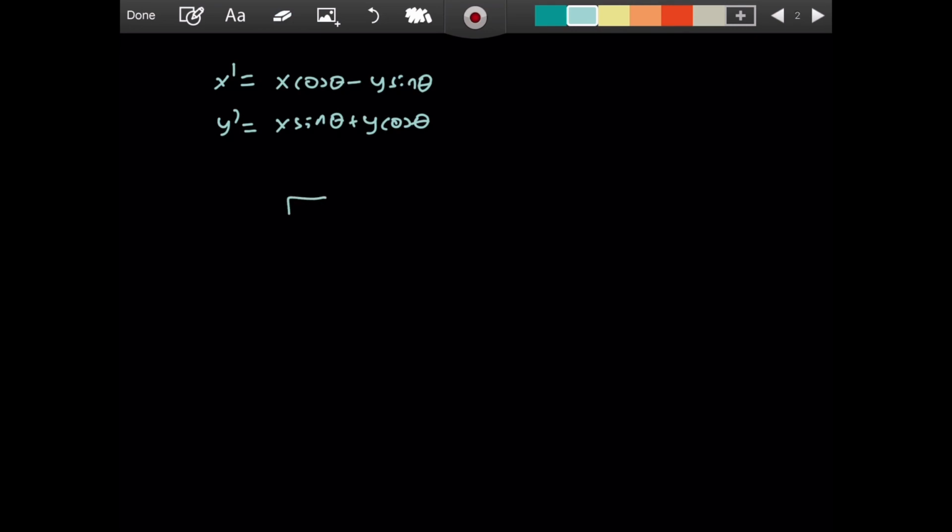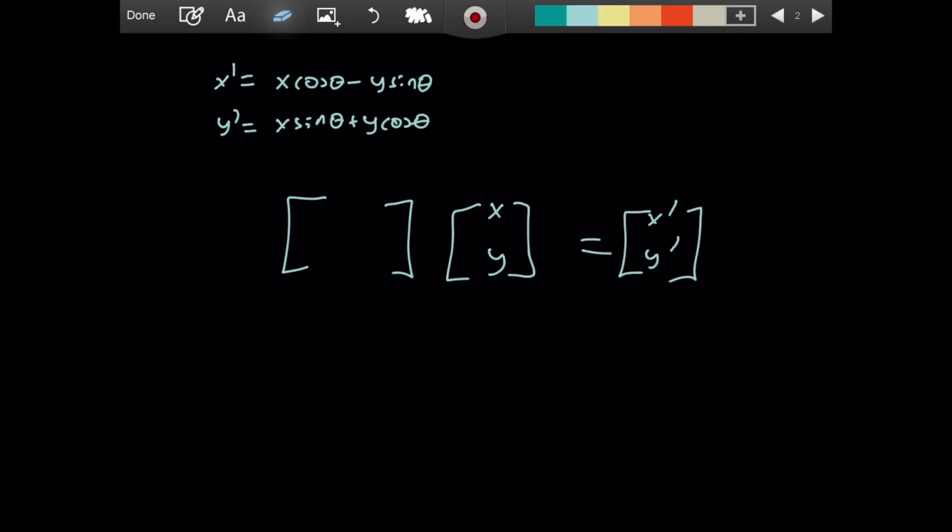Well, we had the matrix. This is 2 by 2. We have x and y. This is going to equal x prime, y prime. If this is 2 by 2, and as we discussed, it is 2 by 2, it's going to have 4 elements in it. 1, 2, 3, 4. And this is the rotation matrix that we discussed. This is r theta, this is A, this is B.